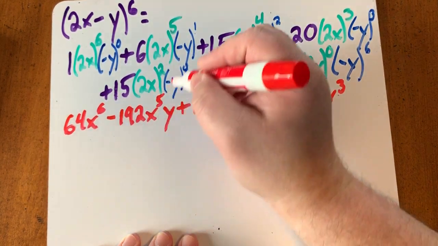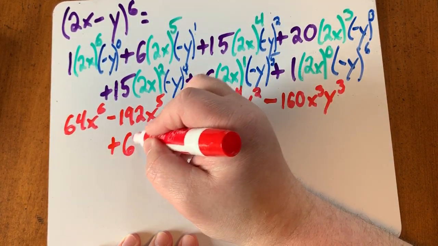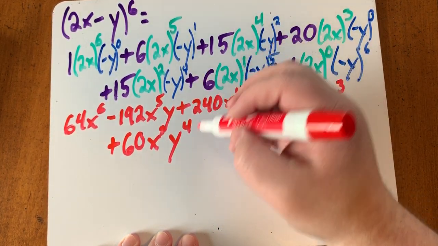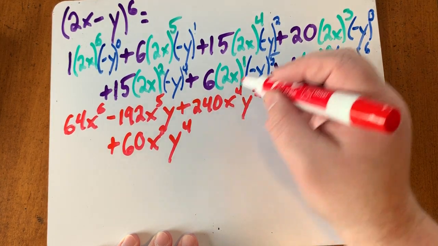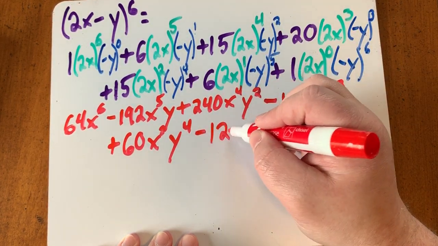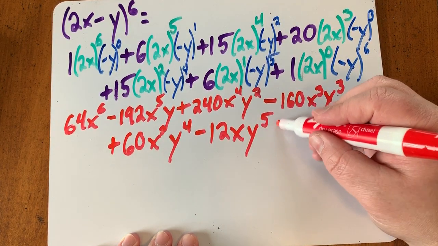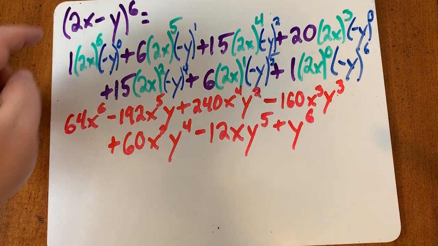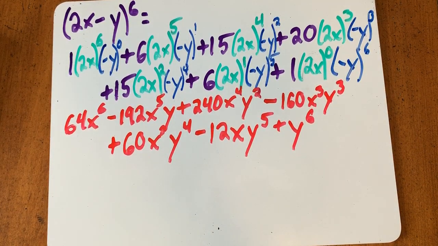4 times 15 is 60. Negative to the 4th is positive. So plus 60 x squared y to the fourth. And then 2 times 6 is 12. Negative y to the fifth power is negative. So it's negative 12x y to the fifth. And then plus y to the sixth. So that's the full expansion of that. Didn't have to distribute through anything. Just setting it up and multiplying based on Pascal's triangle. All right. So that's binomial expansion using Pascal's triangle. Have fun.